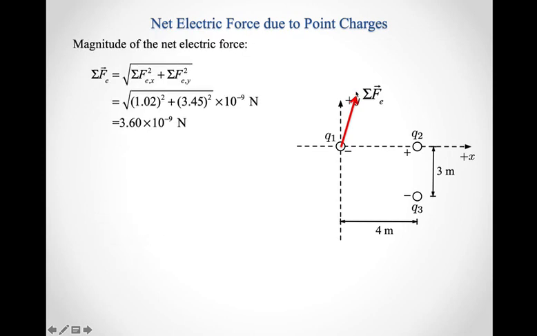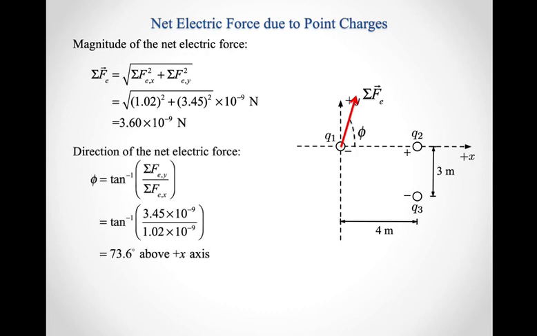If I want to know the magnitude of that, well, again, I can Pythagorize. So now that I know the x and y components of my vector, I can Pythagorize to get its magnitude. In this case, that happens to be 3.6 times 10 to the minus 9 newtons. Again, I can figure out which direction it points by defining some angle. So I'll pick phi to be the angle that my net electric force vector makes with the x-axis. That means I want the y component on top in my ratio inside the inverse tangent. I can plug in my component values, and I end up getting that angle phi is 73.6 degrees above the positive x-axis.